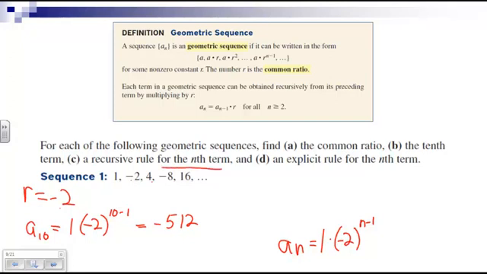What's the recursive rule for the nth term? A sub n is equal to (n minus 1) times -2. So we got the explicit rule, we have the recursive rule, we can find any number in the sequence.